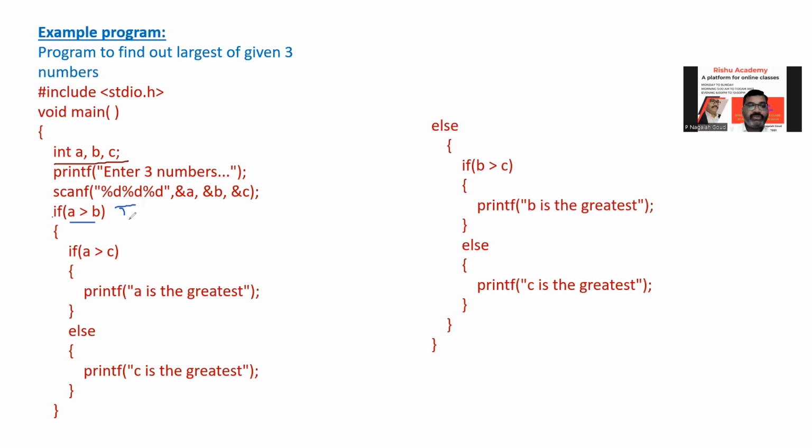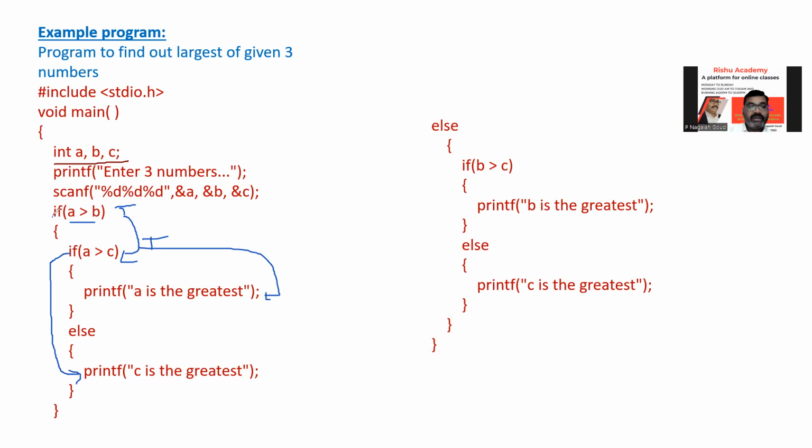This condition is true. Then go to condition two. Assume that this condition is also true. Then what do you have to execute? It clearly says A is the greatest number. Second case, assume that condition one is true. This condition is false. If this condition is false, what do you have to do? You need to go to the immediate else block, right? So condition one is true, condition two is false. Then execute C is the greatest number.